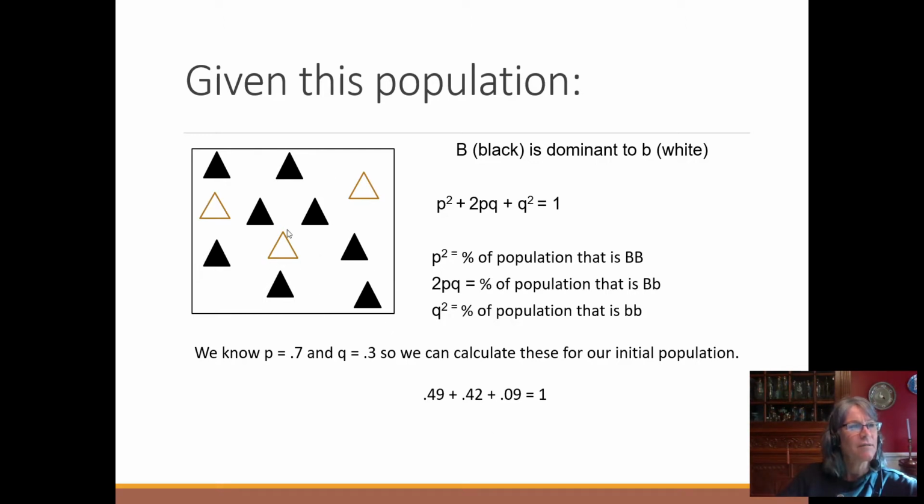q squared, 0.3 squared, is 0.09. And then, well, I could actually just plug in. I already figured out my q, or my p, so I can plug that in: 0.49, 0.42, 0.09.